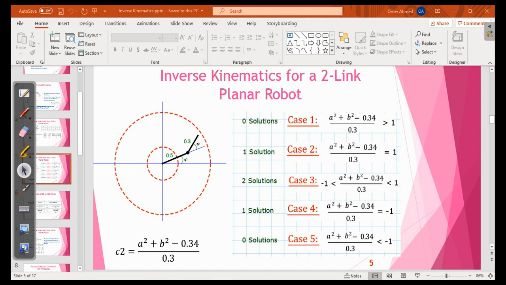What if we also add orientation? Till now we have been discussing the case where we are only interested in finding inverse kinematics for position. What if we say that now I also want to compute the orientation of my end effector and not just its position?